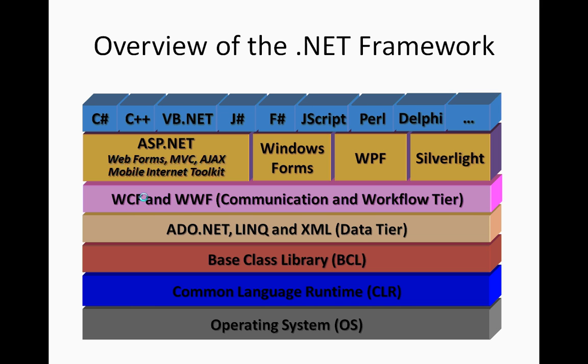Next we have the base class library. It's a rich object-oriented library with a lot of fundamental classes. The classes vary from input output, collections, text processing, network, security, multi-threading, and many more. There are lots of classes that are part of this base class library. On top of this, we have one more layer, which is called the data type, because the classes at that level of the framework help us to communicate with different kinds of data sources.